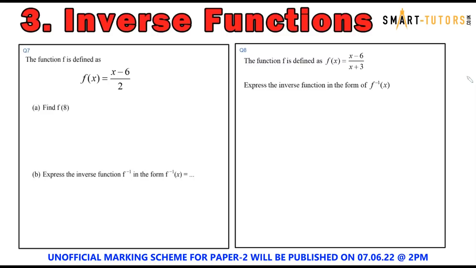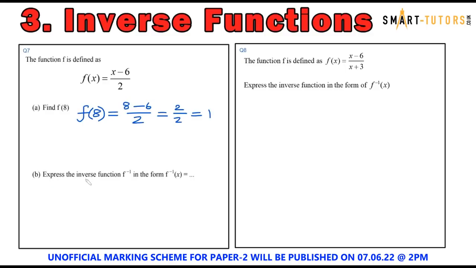Question number 7, the function f is defined as f(x) equal (x minus 6) over 2. Find f of 8. So f of 8 is straightforward substitution. You are going to replace the x with 8, so (8 minus 6) over 2. 8 minus 6 is 2, over 2. So the answer is 1.